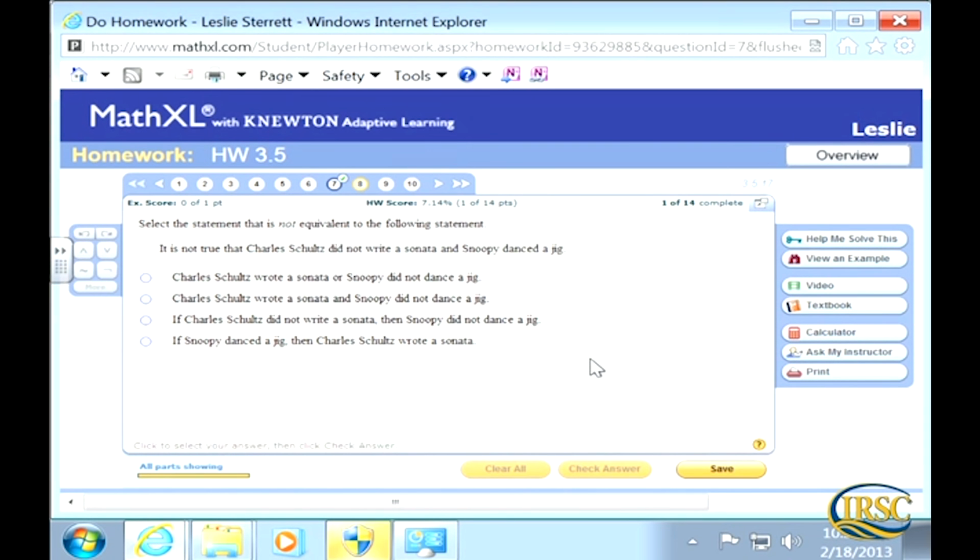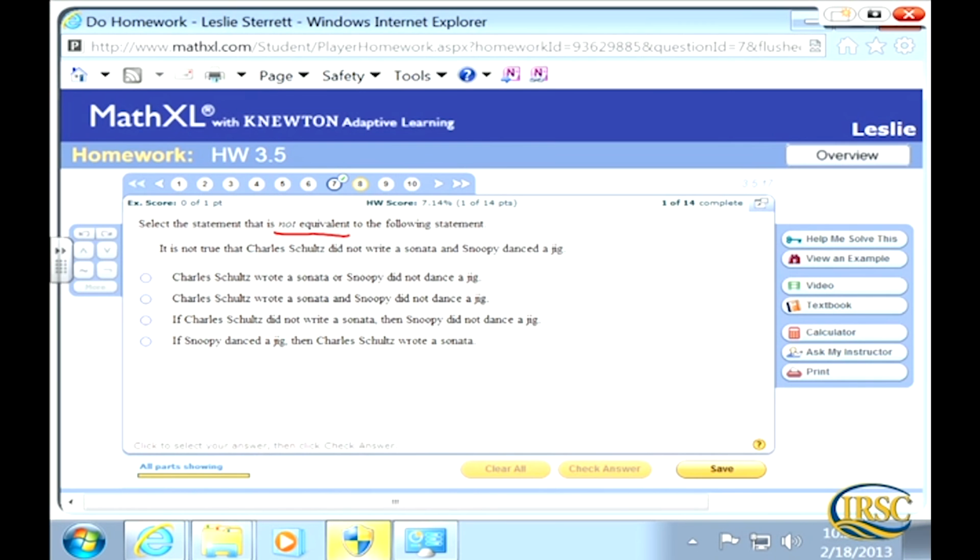All right, so we want the statement that is not equivalent to the following statement. So you have to really pay attention to what it's asking you. This time you don't want the equivalent. That means 3 of these are equivalent to that statement and 1 of them is not. So what are the key words in this sentence? It is not true that Charles Schulz did not write a sonata and Snoopy danced a jig.